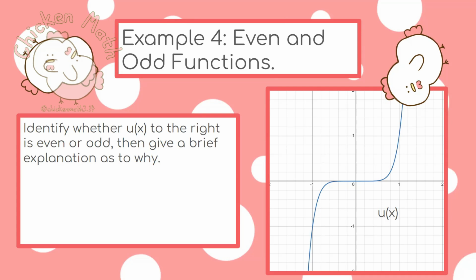Now let's see if u of x is odd. So for odd functions, negative u of x should be equal to u of negative x. So again, let's look at x equals 1. Negative u of 1, well, u of 1 is 1, so negative of that is just negative 1. And then u of negative x, so u of negative 1 would be negative 1. So since they're both equal to negative 1, u of x is an odd function, and that means it's symmetrical about the origin.